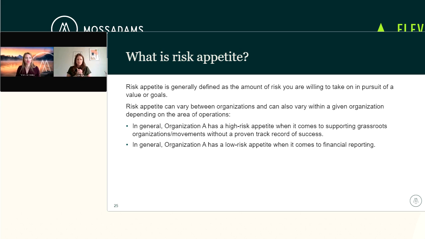Even within the same industry, it's common for different organizations to have different risk appetites, and that's totally fine. In fact, even within a singular organization, it can be common to have different risk appetites depending on the area of operation, which is also great. And we'll look at an example of that in a minute.